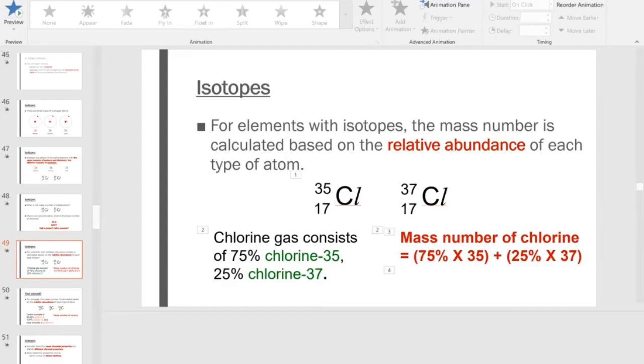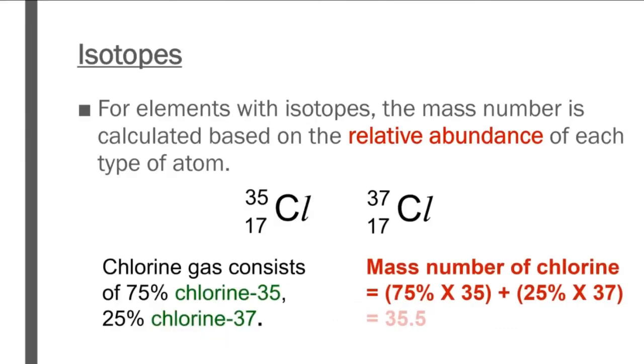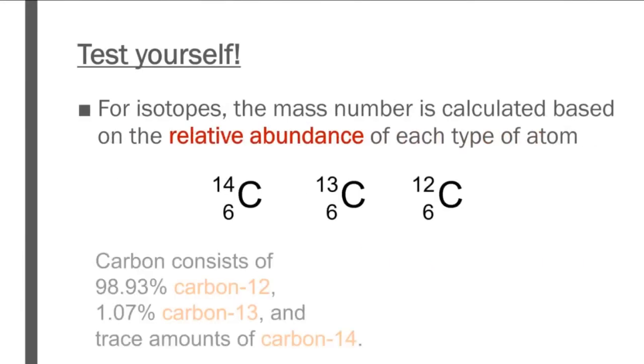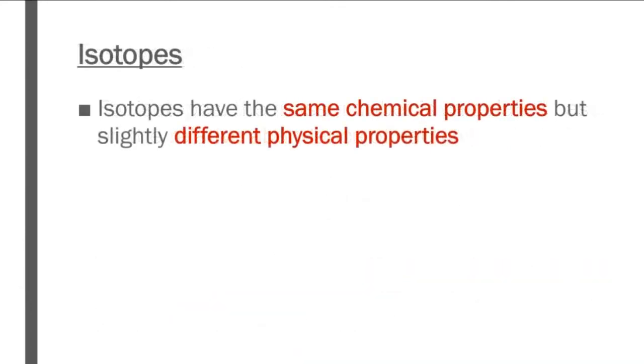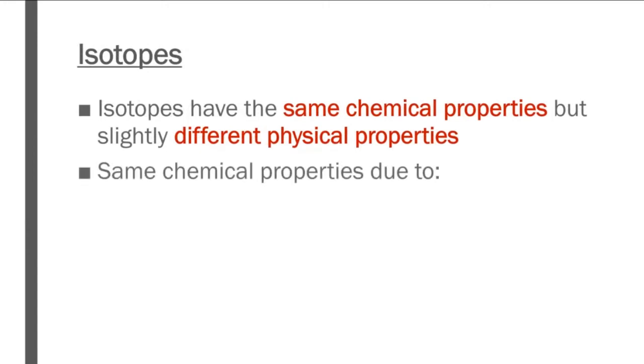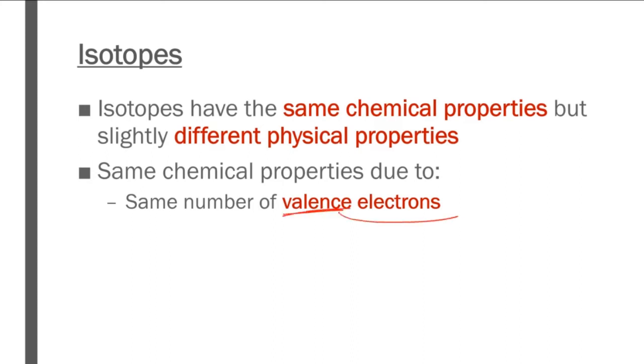Now, isotopes, besides having the same protons and electrons and different neutrons, you might be wondering, why exactly am I learning about isotopes? Right? So isotopes actually have very interesting properties. They have the same chemical properties, but they have slightly different physical properties. The reason why they have the same chemical properties is due to them having the same number of valence electrons. Okay, at this point in time, you wouldn't have learned this term yet. So what exactly is valence? Valence just means the outermost electrons. Okay, not to worry, we'll cover this at a later part of this chapter.